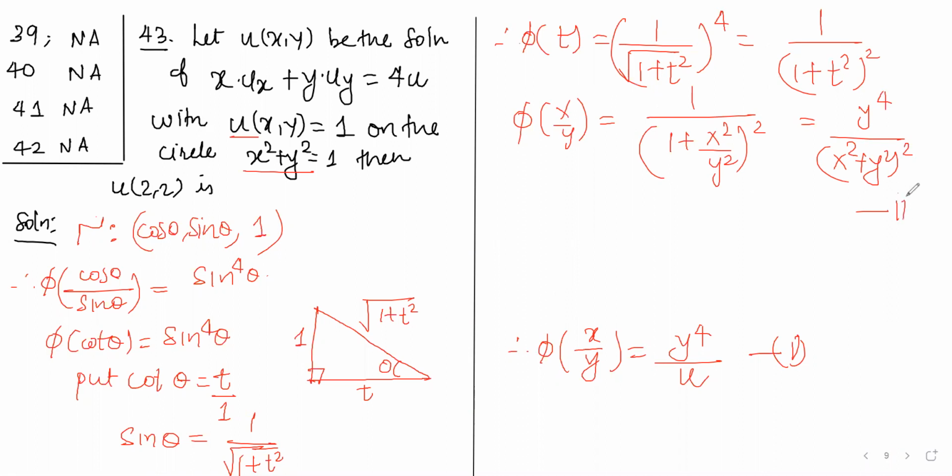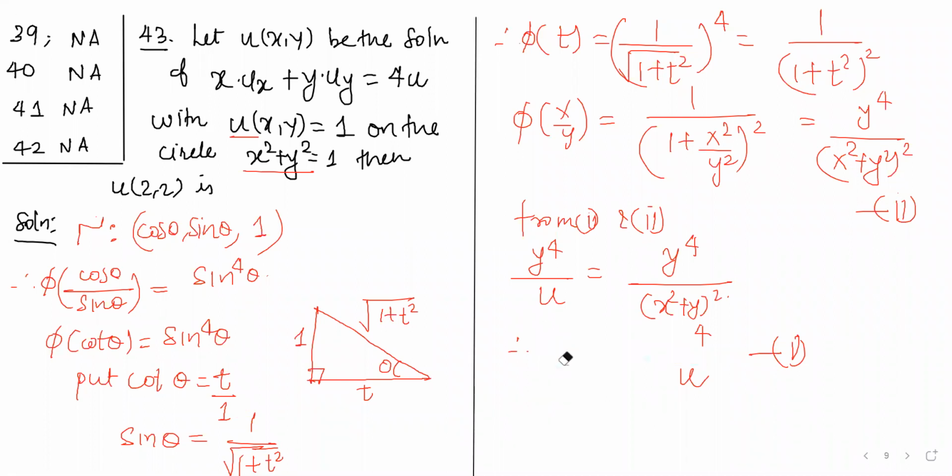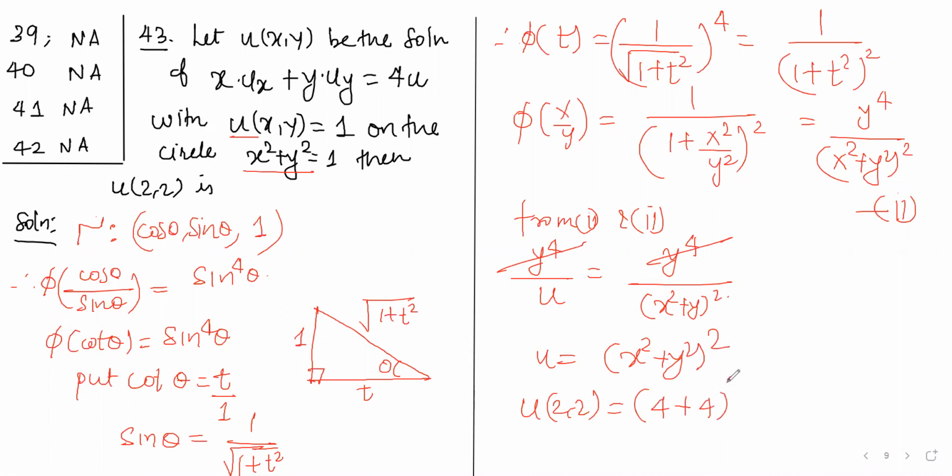So now this is equation 2. Now equate 1 and 2. So you get y to the power 4 over u equal to y to the power 4 over x square plus y square, whole square. From these two equations, their RHS are equal. Now this is gone, we no longer need it, and we see a nice equation directly: u is x square plus y square, whole square. Now we want u of 2 comma 2. So u of 2 comma 2 will be 4 plus 4 square, which will make it 64. So the answer is 64.